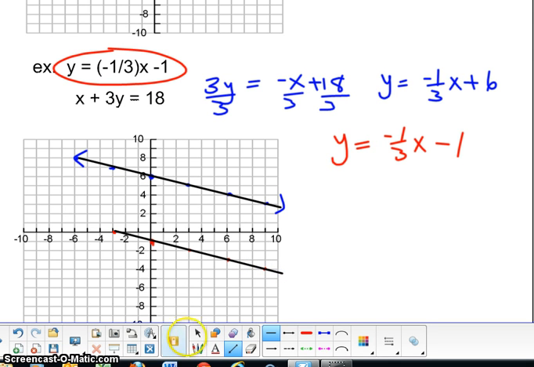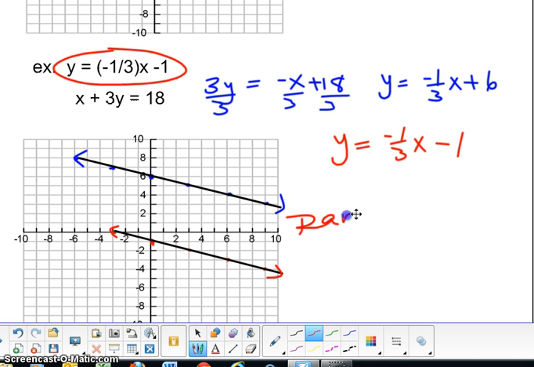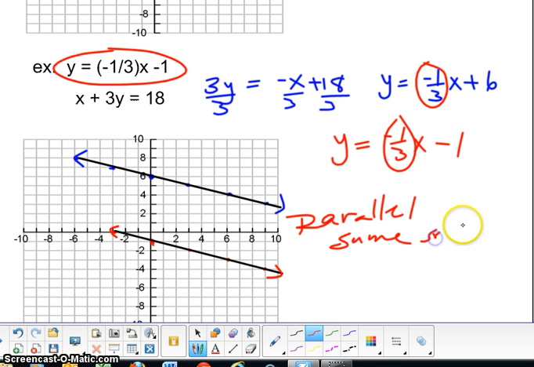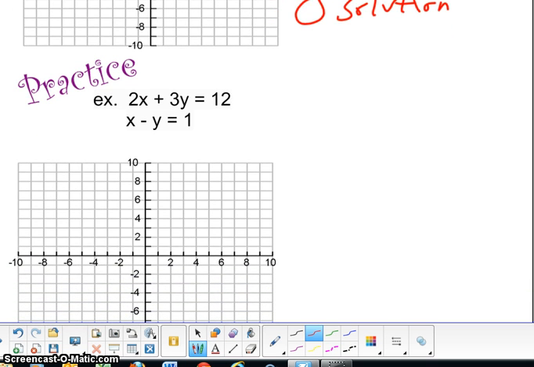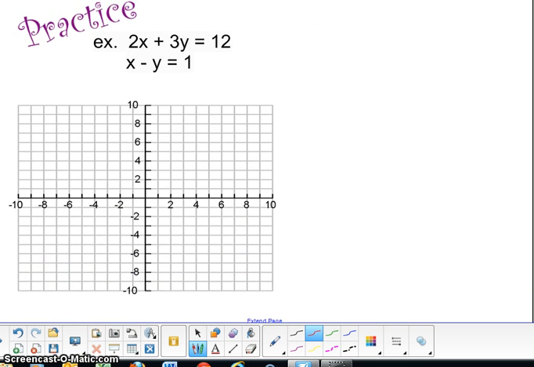Okay, so as you can see from the picture, you have parallel lines, and you can also double check with your slopes. They are exactly the same. So you know that there are going to be zero solutions, no intersections at all. Now, I would like you to go ahead and push pause and practice this one, and then tomorrow in class we will go over it.